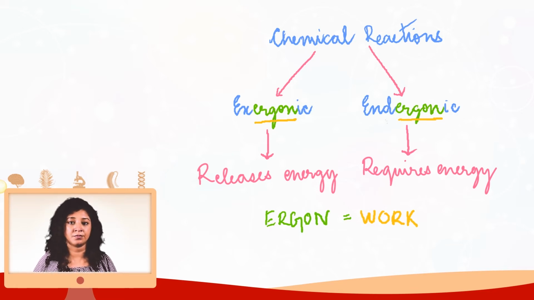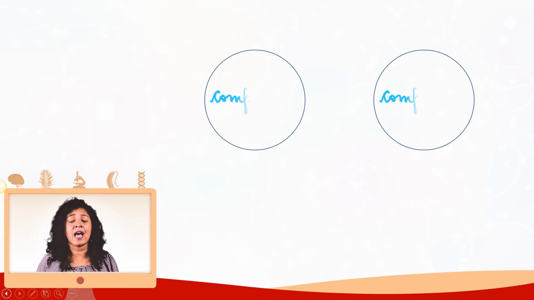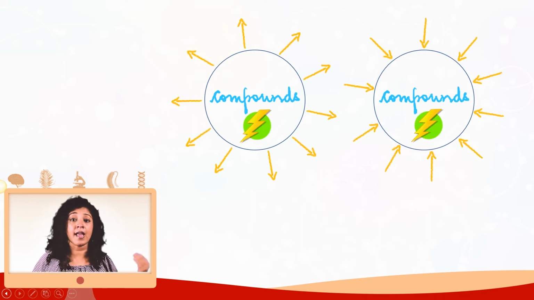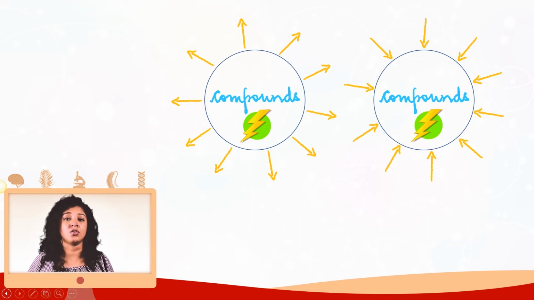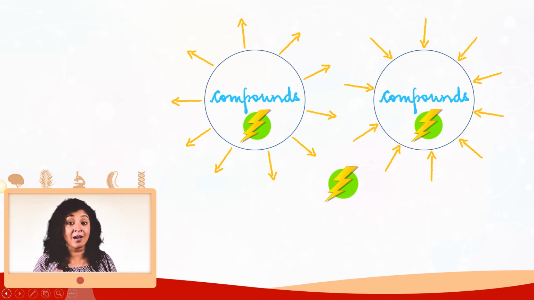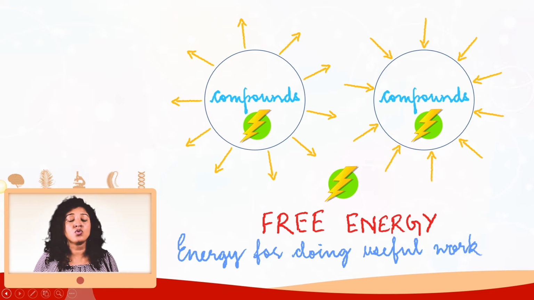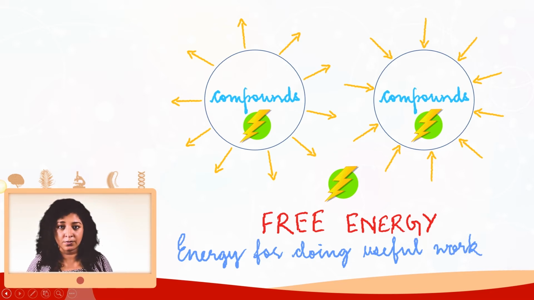Which means compounds have some sort of energy for them to give and take. High energy compounds give away energy and form low energy compounds, whereas low energy compounds will take in energy and form high energy compounds. And there's a term for this energy. It is called free energy. Free energy is the amount of energy that is available to do useful work.